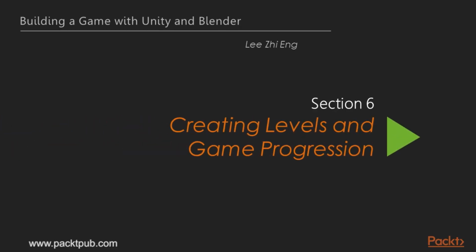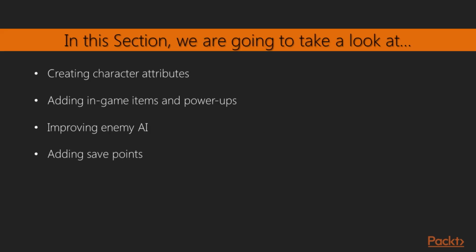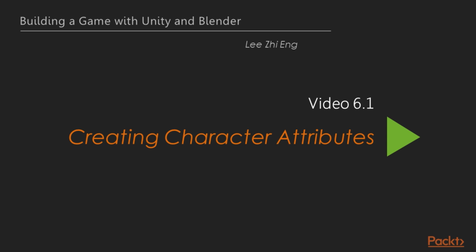Hello, viewer. Welcome to the next section, creating levels and game progression. In this section, we will discuss how to create player stats and alter them through power-up items. We will also discuss how to create more advanced enemy AI that is able to patrol randomly in the game level, as well as how to create save points that can be used by the players to save their game progression. Now we move on to the first video of this section that deals with creating character attributes.